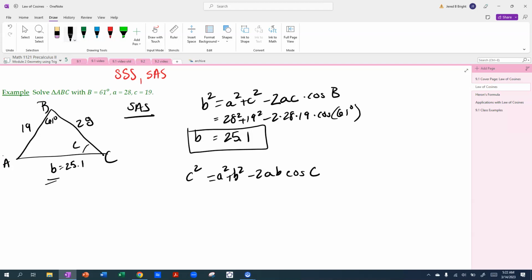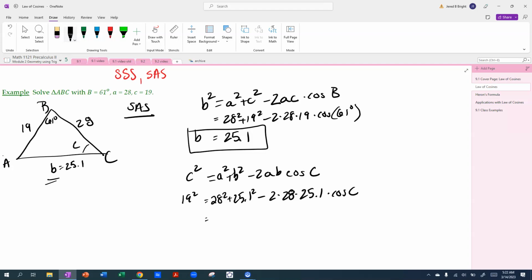Okay, so then now, let's see, I can substitute in what I know, right, so C is 19 squared is equal to 28 squared plus 25.1 squared minus 2 times 28 times 25.1 and then times cosine of C.